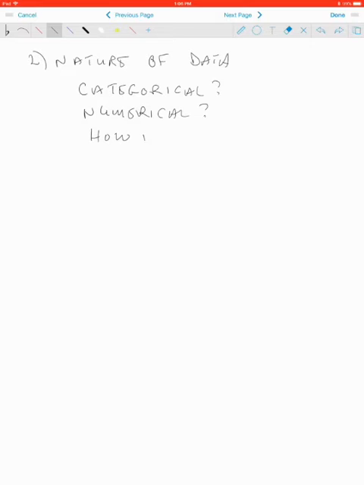Another thing you need to consider, which doesn't have to be done in this order, is the nature of the data you're going to collect. By this I mean, are the variables categorical? Are they numerical? How many variables are there? Because you could have, say, two variables, one might be categorical, the other numerical. You might have two variables, both categorical or both numerical. So those are important issues in deciding ultimately what you're going to do.